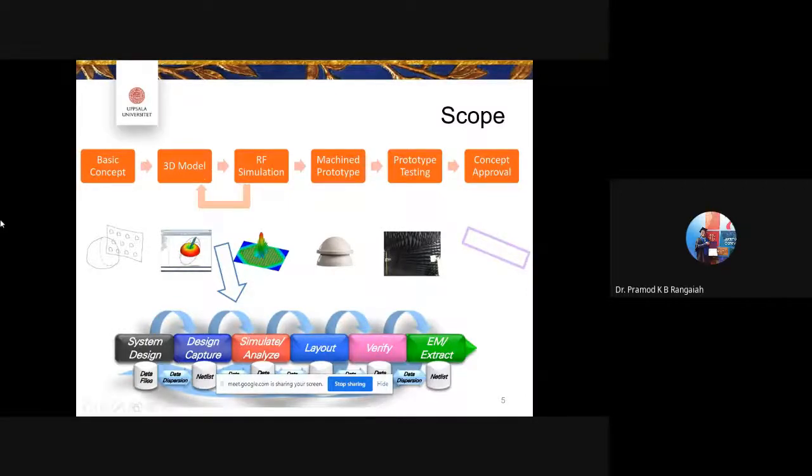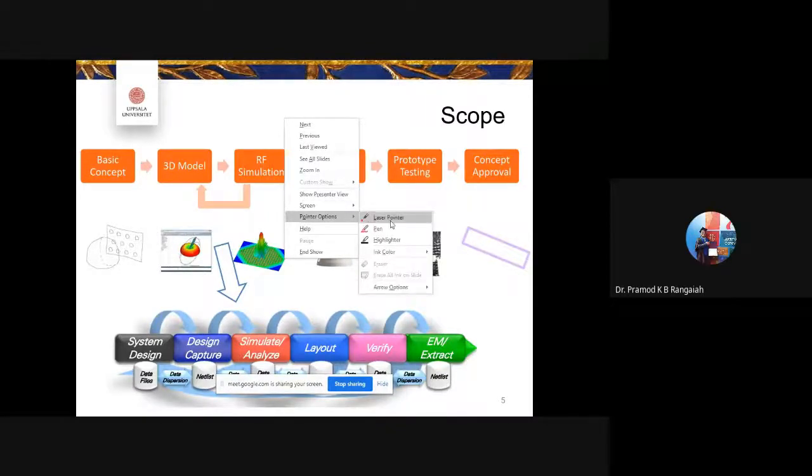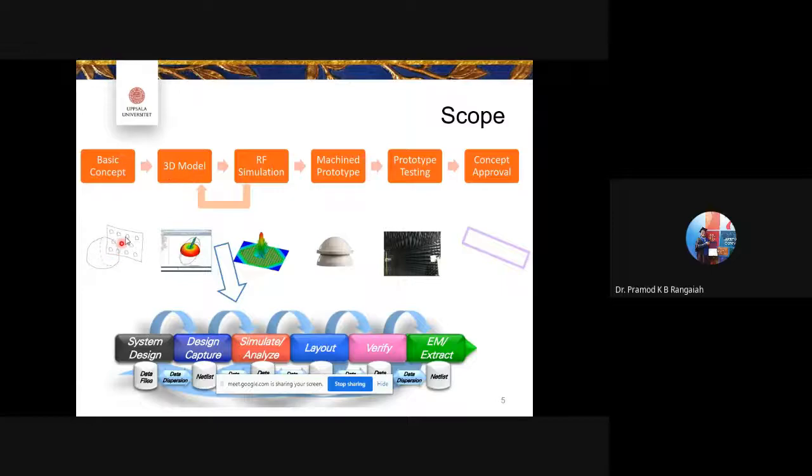All those things will come with the basic concept like this. Followed by that, this is a very important thing: we will be working on the simulation platform. So this is very important. Why? Because if any mistakes happen over here, that will be reflected in the rest of the stages.